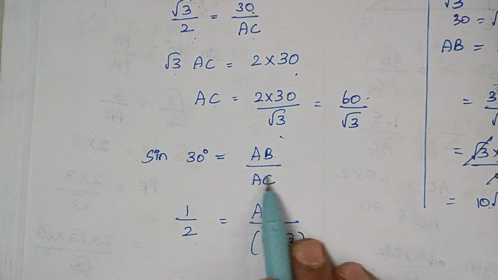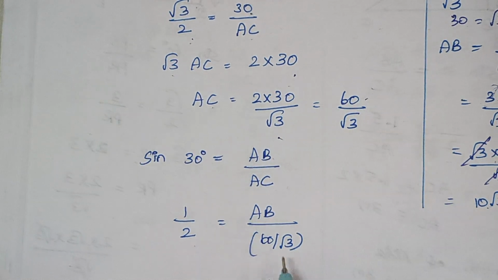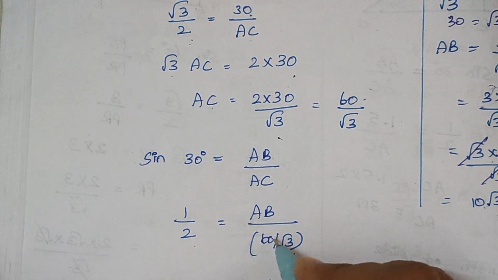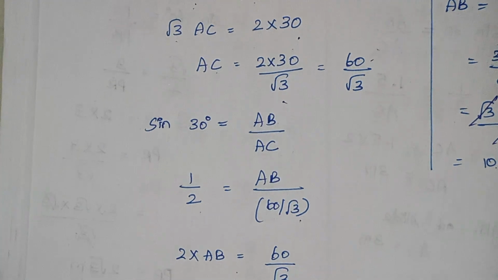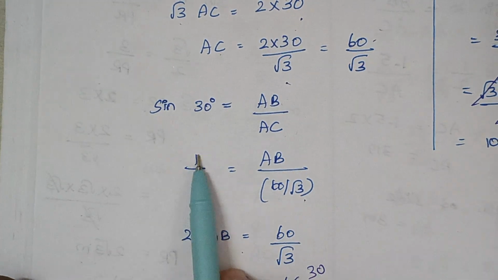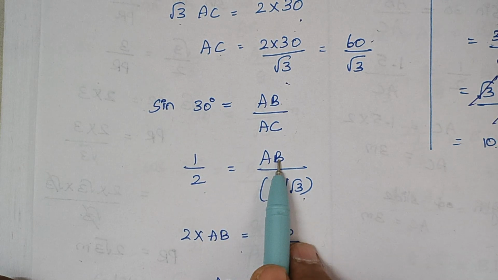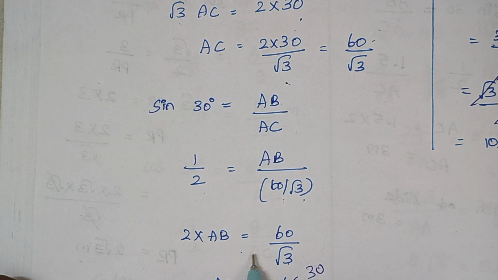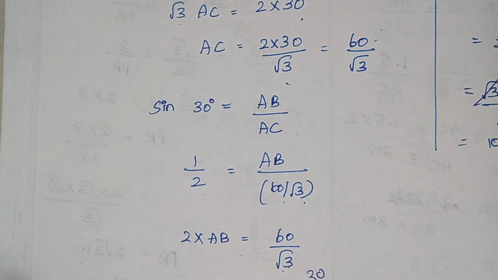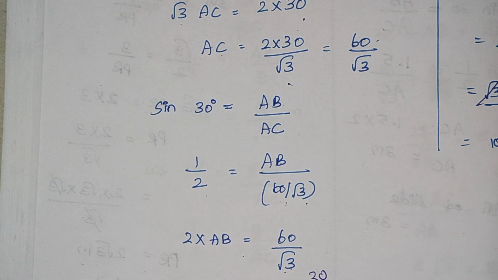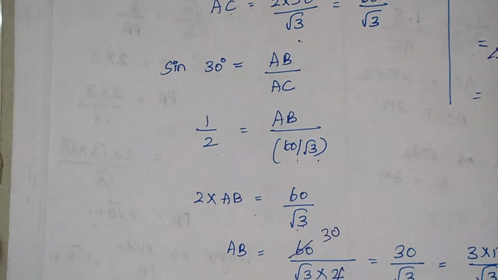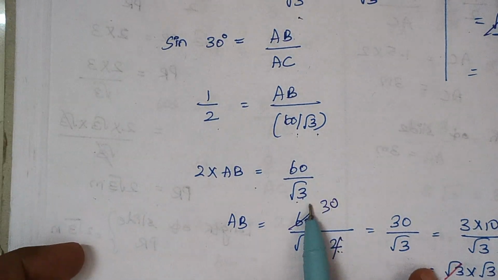And what is the value of AC? It is 60 by root 3. Right. So here the thing is, now again we are doing a cross multiplication. So 1 into 60 by root 3 is 60 by root 3 and 2 into AB. Right. So 2 into AB is equal to 60 by root 3. And what we need to find? We need AB. Right. So AB is nothing but 60 by root 3 into 2.